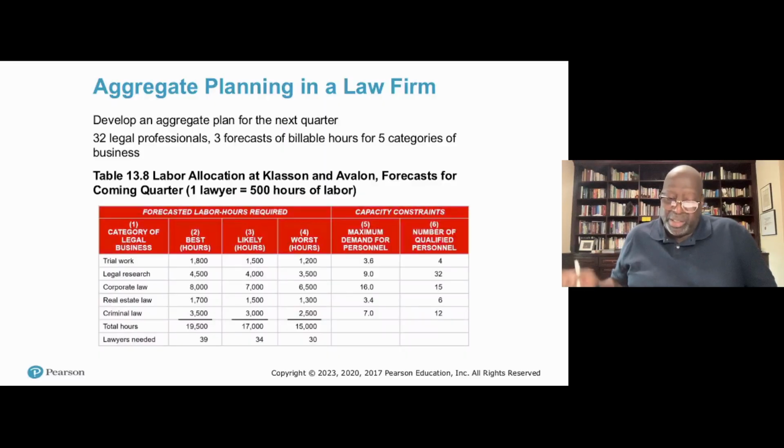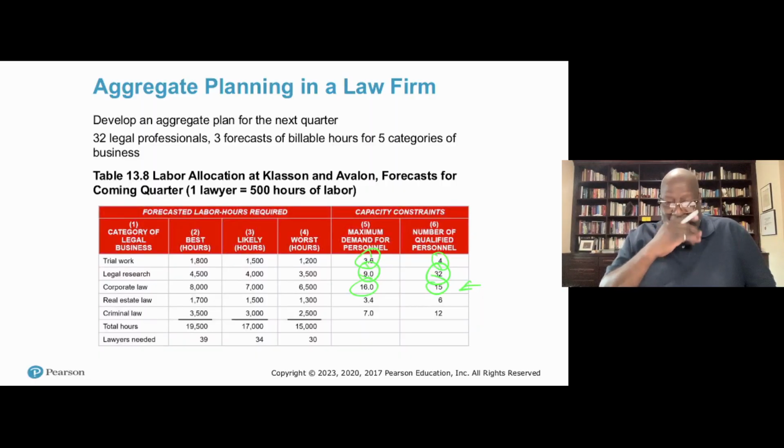So you see in situations where, based on the calculations that are done, maximum demand is 3.6 personnel to do trial work, but you have 4 people. So then your capacity is okay. Here you have maximum needed is 9, but then you have 32 available. So that's cool. But now maximum need is 16, but you have only 15 available. So how do you actually deal with that situation?